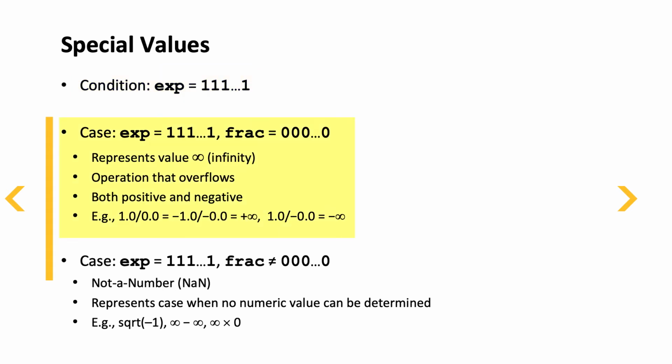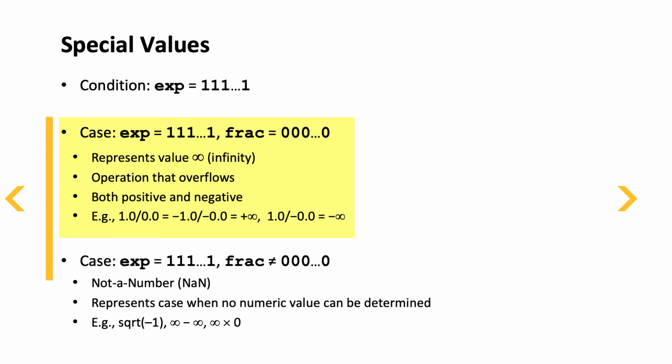So the first one is if we have all 1s in the EXP field and all zeros in the frac field, we're going to be representing an infinity, right? An infinite value. And this is basically what happens when we have an operation that overflows. And just like with zeros, we can have positive infinity and negative infinity. So positive 1.0 divided by positive 0.0 is the same as negative 1.0 divided by negative 0, and that's going to be a positive infinity. If we mix our signs, so if we try to divide 1 by negative 0, we get negative infinity.